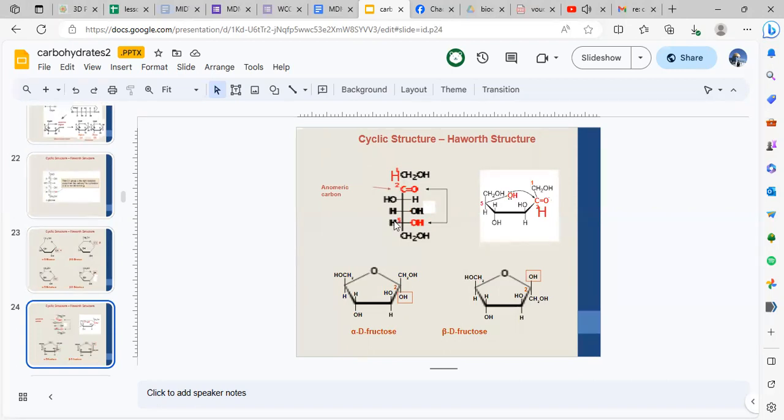For fructose, this cyclic structure can also occur, but this time it's a five-membered ring. So the oxygen on carbon 5 will still form a ring, but this time it will be a five-membered ring. So instead of the H in glucose, now it will be CH2OH. So for alpha, the CH2OH will be on top. For beta, the OH is found on top.